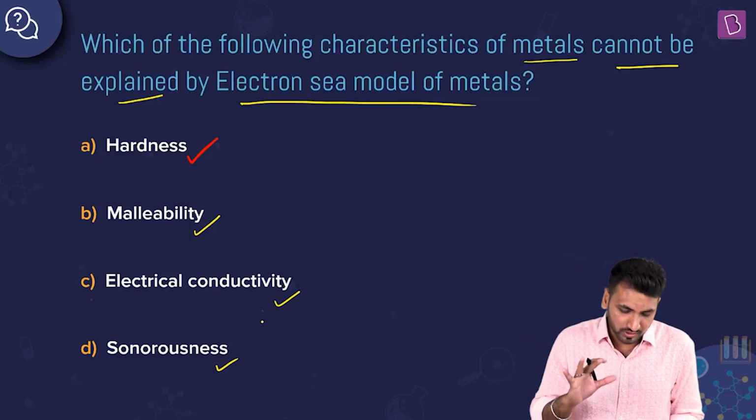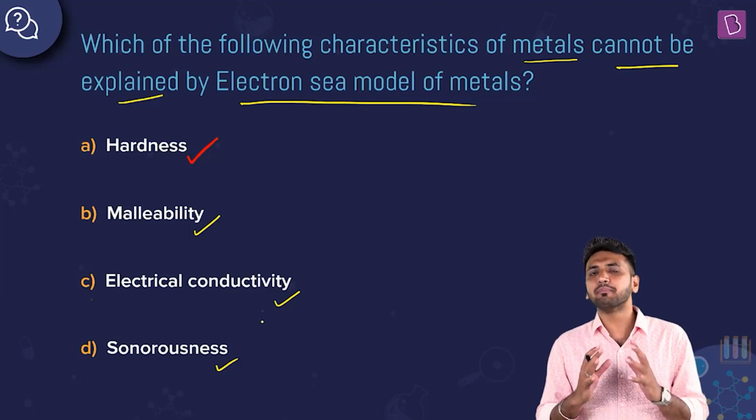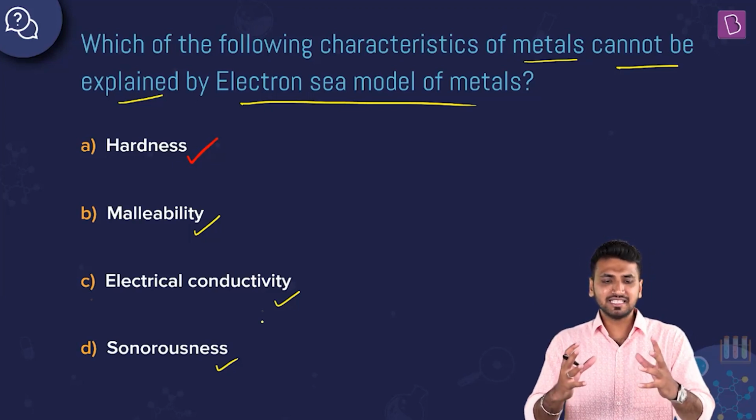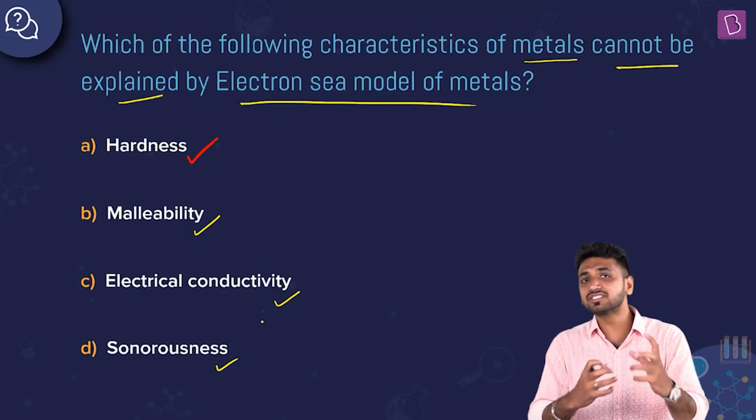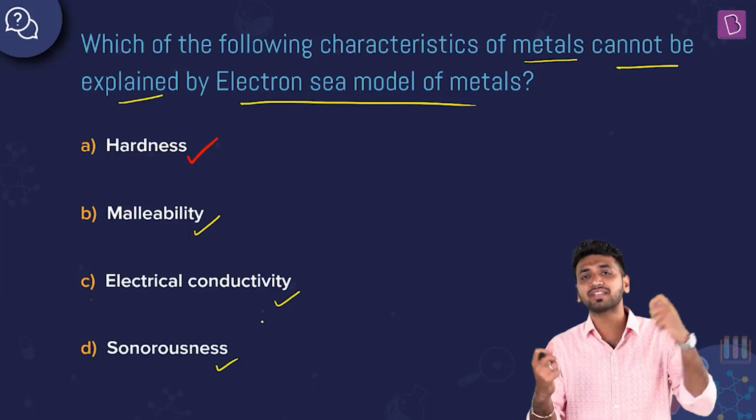Now, what is the factor that is playing a role in it? When you beat a metal, the kernels adjust their location. They adjust their location according to the pressure applied.